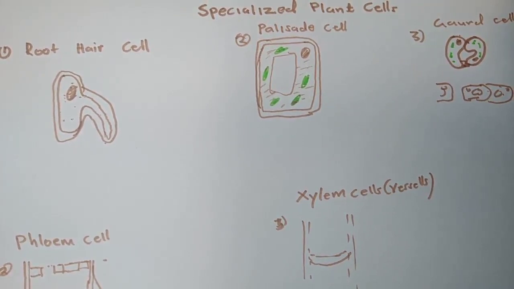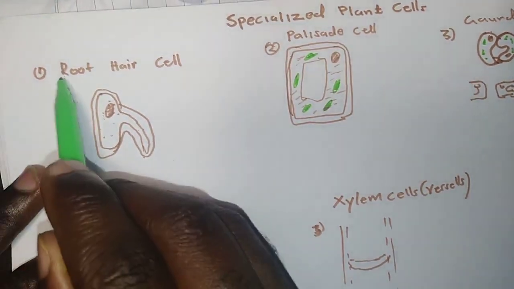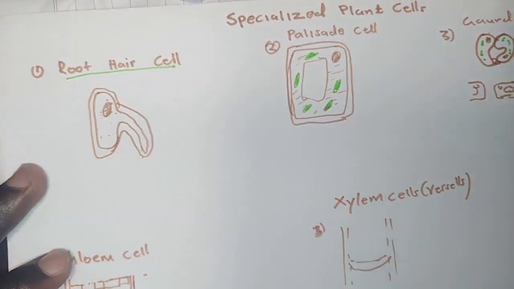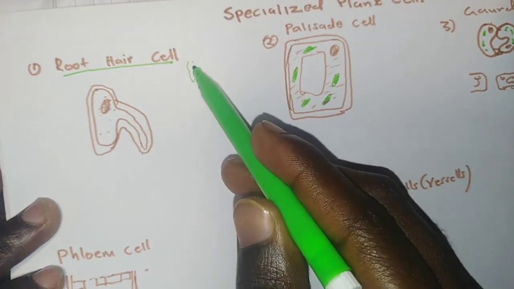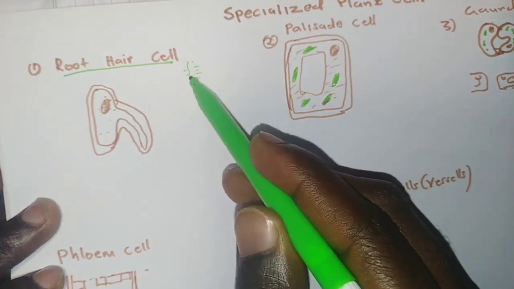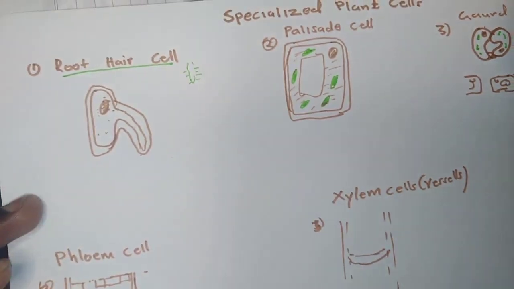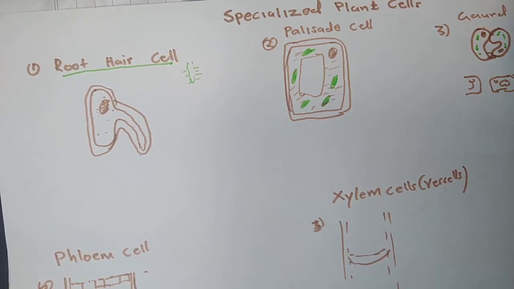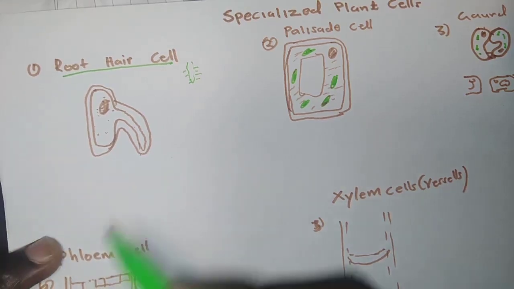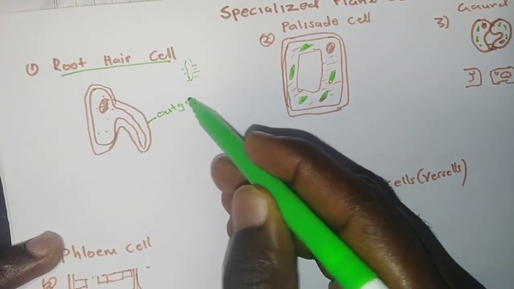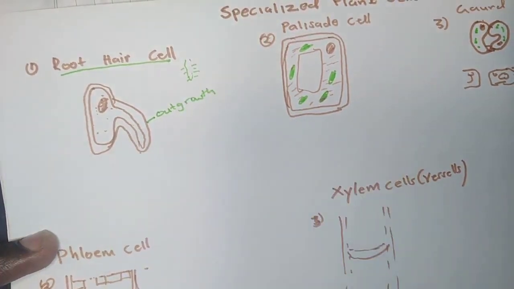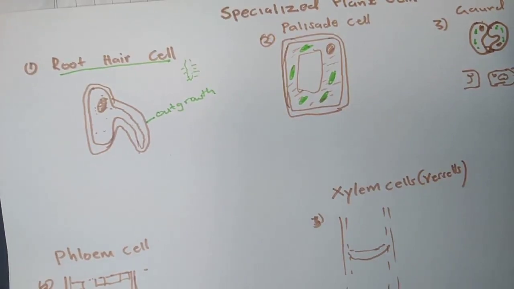Number one here is the root hair cell. When you have a root that looks like this, you have these hair-like structures, and these are what we call root hair cells. They look like hairs. One of the most interesting things is that it has this outgrowth, and this is one of the features you can easily use to identify a root hair cell.